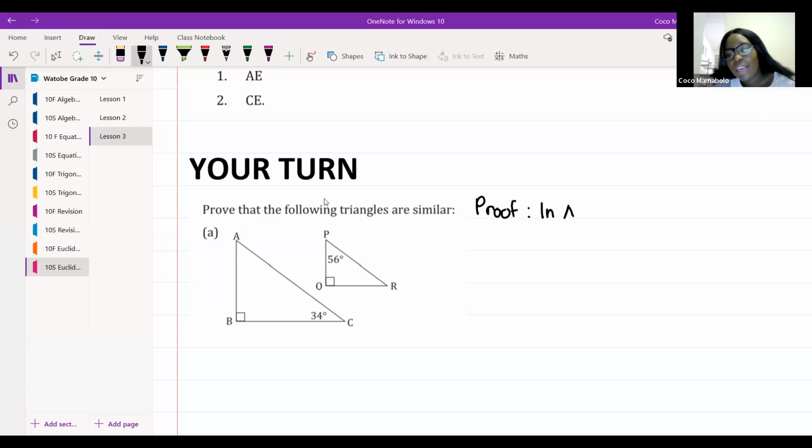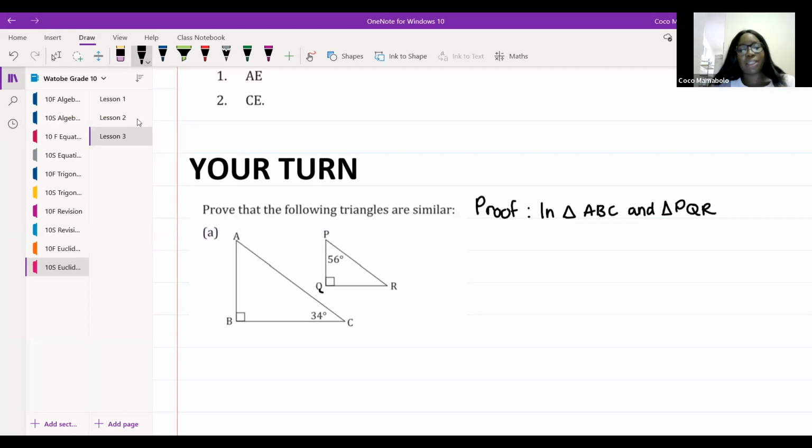In triangle, and I need somebody to come tell me what order my triangles need to go in. In triangle, anybody got any idea? You can put your hand up. Yes, Patu. In triangle ABC and triangle PQR. Good, excellent. In triangle ABC and triangle P, it's actually Q. I know my P doesn't actually show. The Q. P, Q, R, excellent.